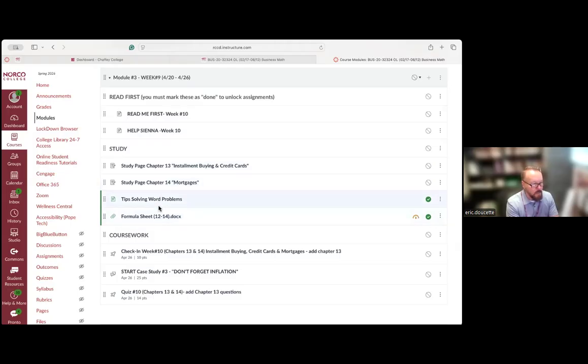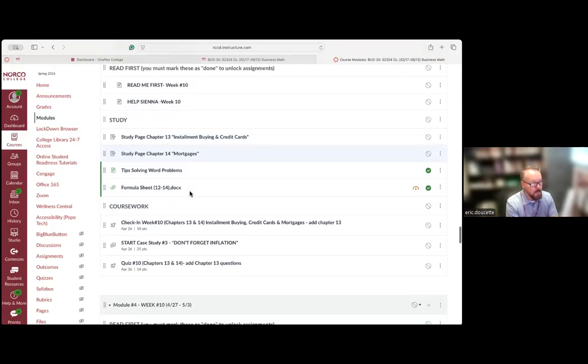Then you have a formula sheet with all of the formulas that you need to solve problems in both of these chapters. And then you have your assignments. So this week you're going to be doing a check-in assignment, number 9, week number 9, on installment buying, credit cards, and mortgages. So you'll be helping Sienna solve some of these problems that she has.